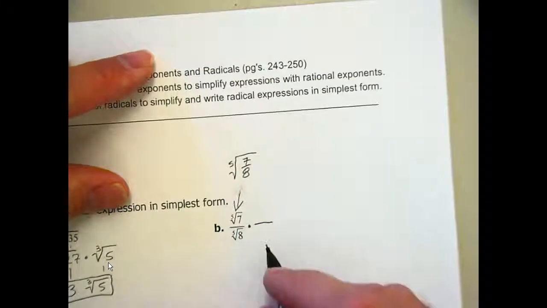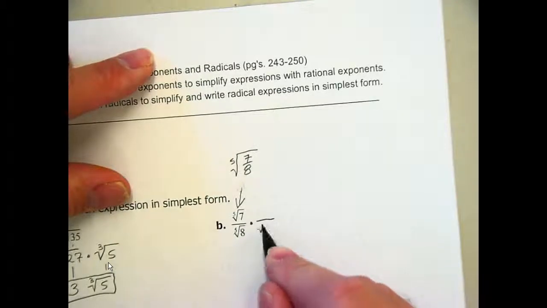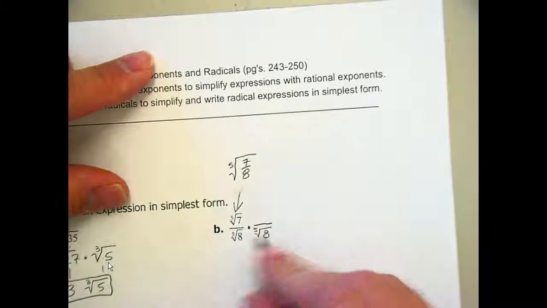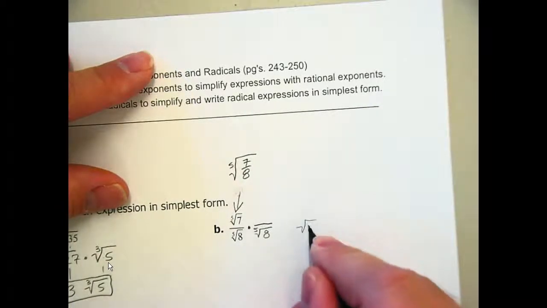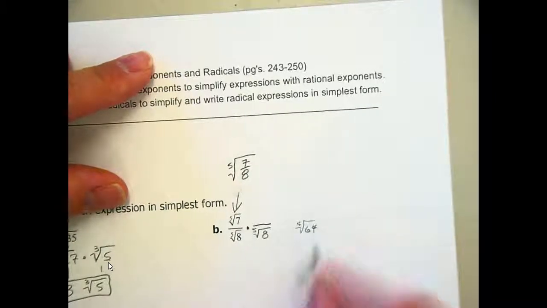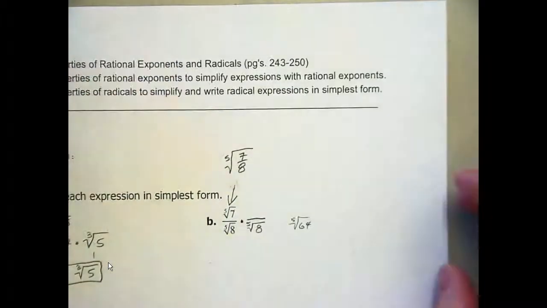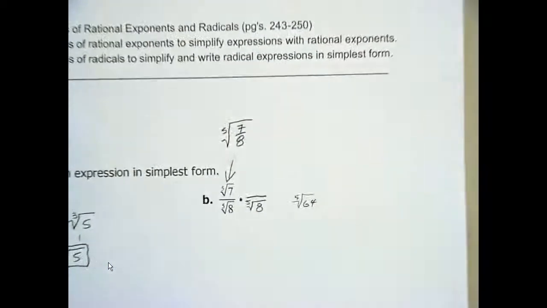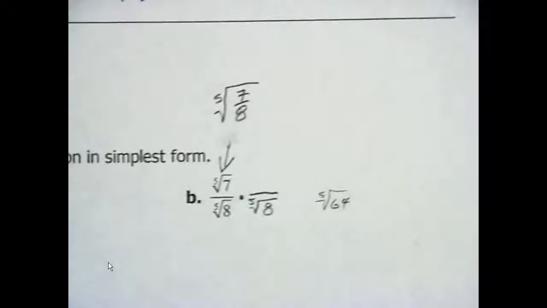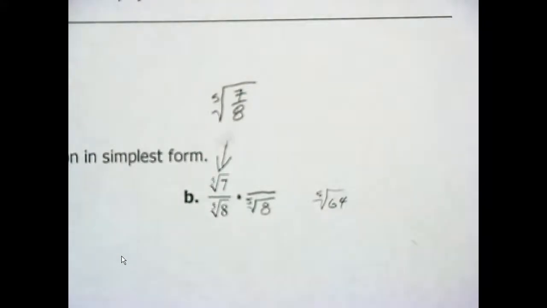In this, I can't do that. Because if I multiply by the 5th root of 8, well now I have the 5th root of 64. And 64 is not a perfect root when you're dealing with an index of 5. I can't find the 5th root of 64 to get a perfect number. So what I need to start thinking about, go ahead, Emily.